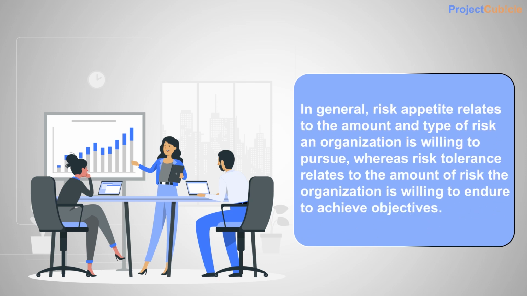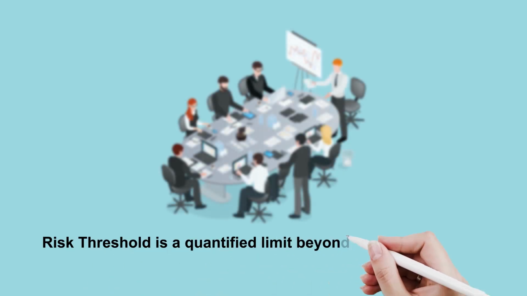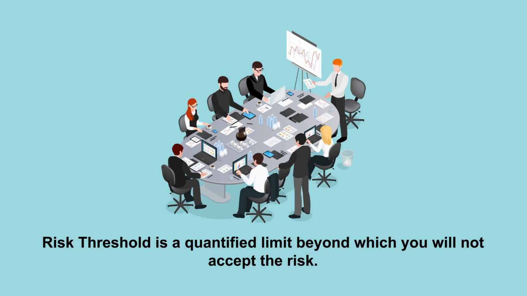In general, risk appetite relates to the amount and type of risk an organization is willing to pursue, whereas risk tolerance relates to the amount of risk the organization is willing to endure to achieve objectives. Risk threshold is a quantified limit beyond which you will not accept the risk.